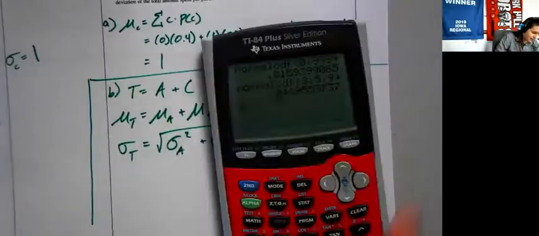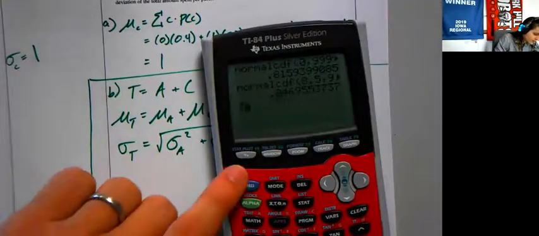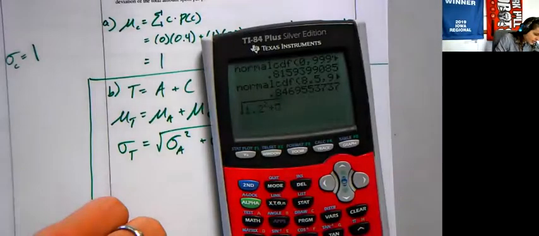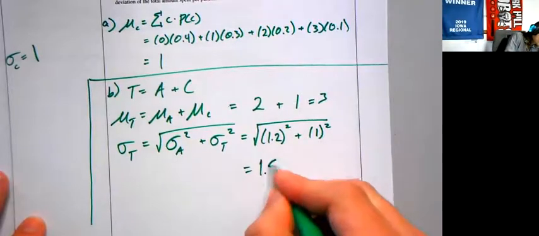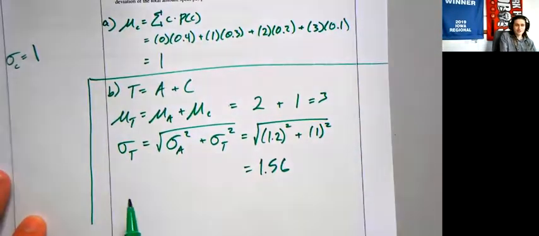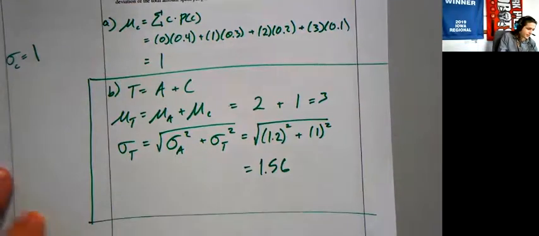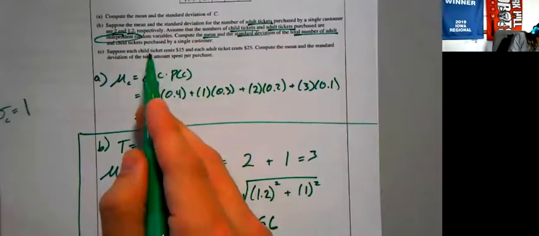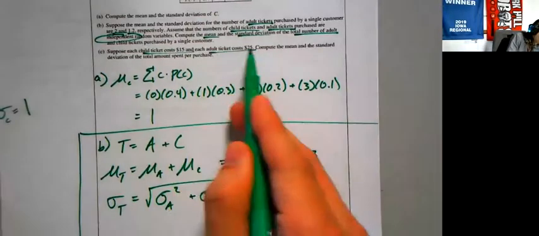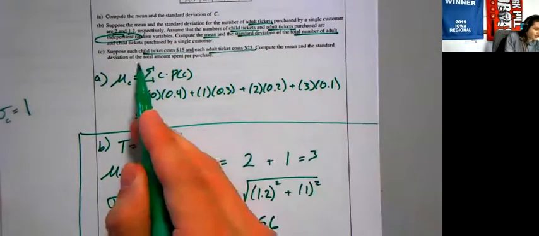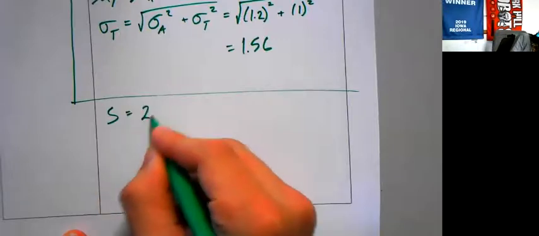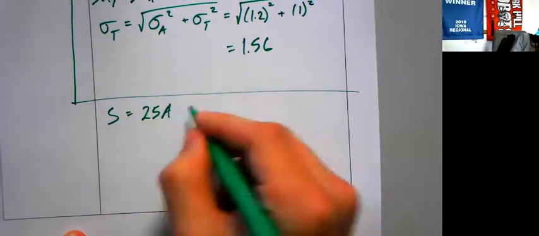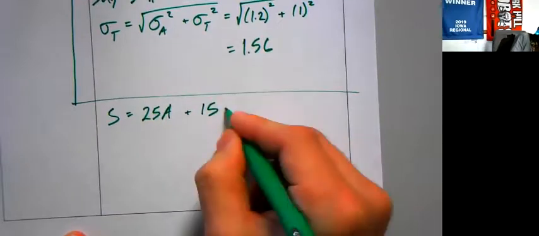Standard deviation, square root of 1.2 squared plus 1 squared. What are we going to get there? Square root of 1.2 squared plus 1. You can square 1, it doesn't change it, is 1.56. So that's the mean and standard deviation of the total number of tickets sold. And then part C asks us, suppose each child ticket is $15 and an adult ticket is $25. Compute the mean and standard deviation of the total amount spent. Oh my gosh. So now we have S is the total amount spent. We spend $25 on an adult ticket and $15 on a child ticket.